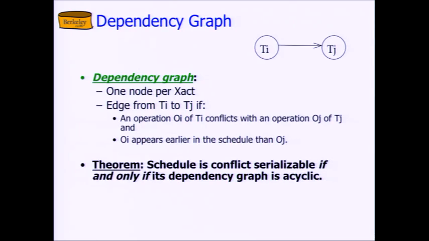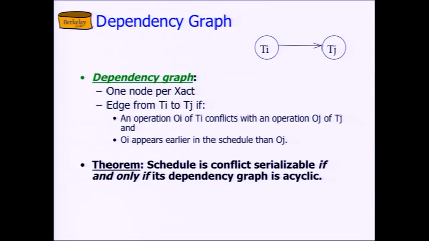All right. So here's a somewhat simpler way to capture conflict serializability. We're going to draw a graph, and this graph is going to very easily let us test for conflict serializability in any schedule. It's called a dependency graph, and there's going to be a node per transaction.